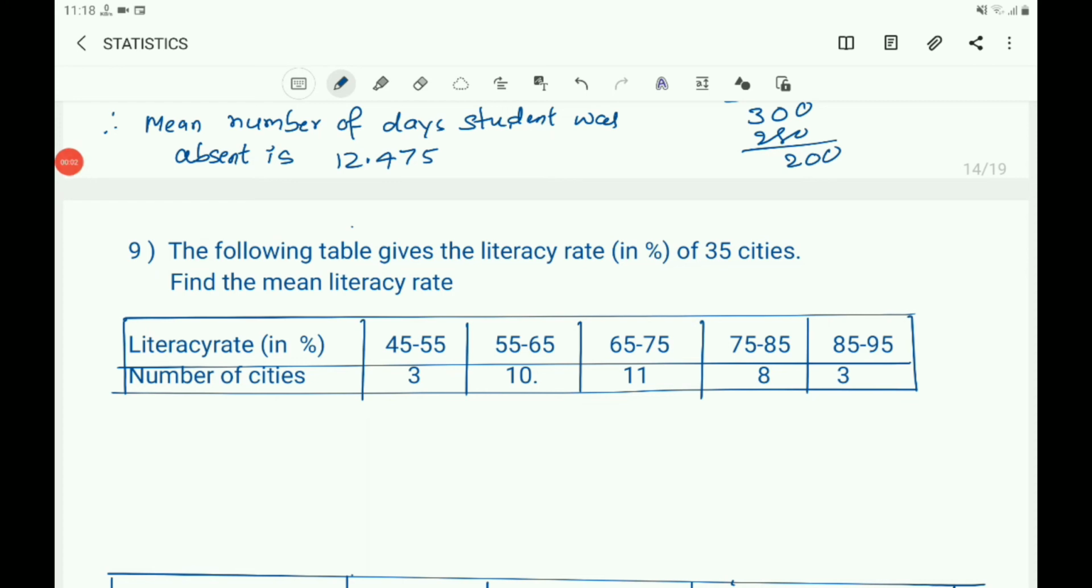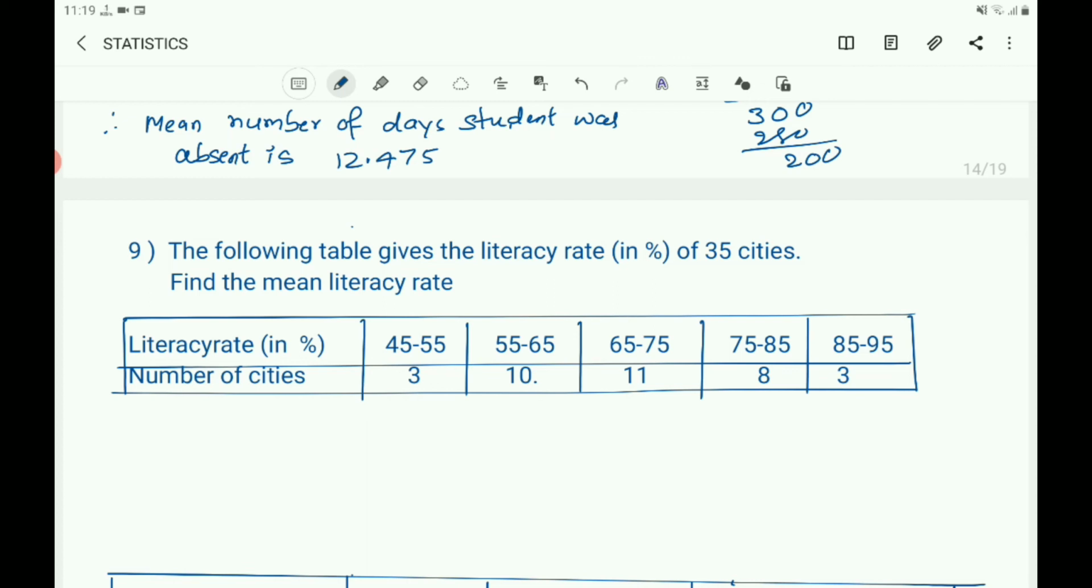Now the ninth question. The following table gives the literacy rate in percentage of 35 cities. Find the mean literacy rate, that is in percentage. Here the percentage of literacy of 35 cities was given in the form of a table. Here we have to find the mean literacy rate.